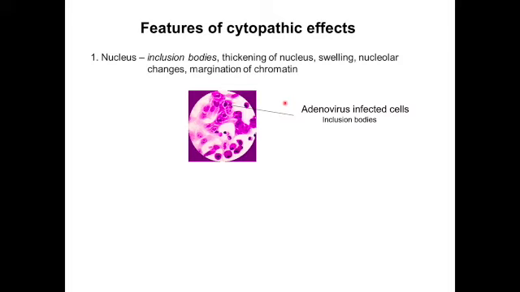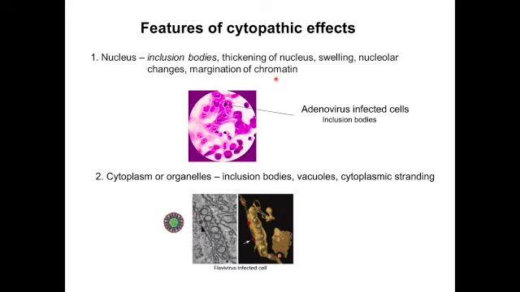Some other changes you can see are a thickening of the nucleus, swelling of the nucleus so that it takes up almost the full cell body, changes to the nucleolus, or margination or condensation of chromatin, all of which can be visible in just a regular microscope.